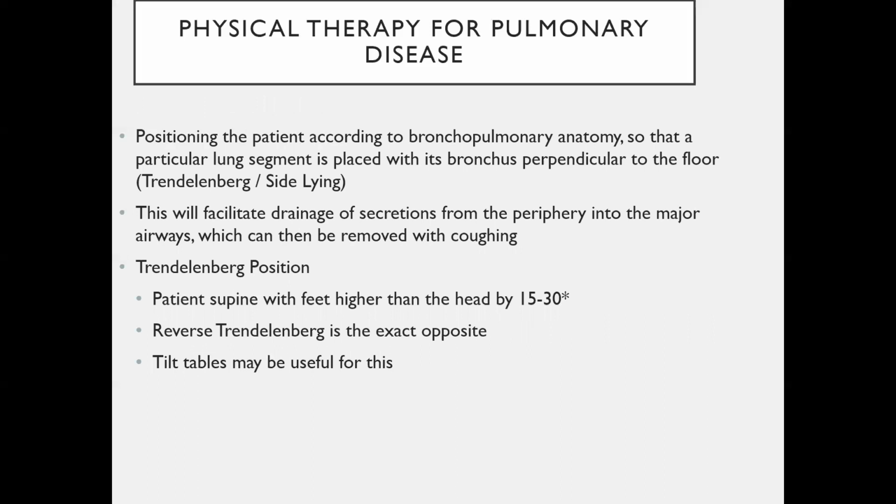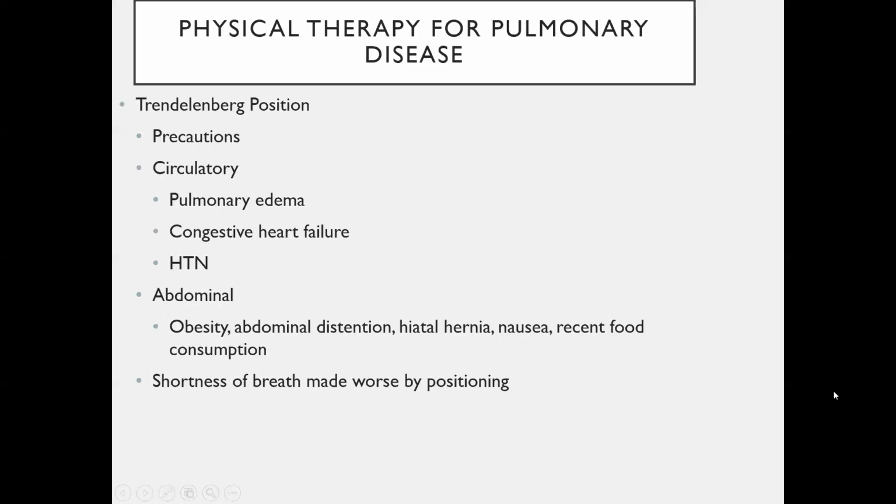Position the patient according to the bronchopulmonary anatomy. So if the particular lung segment is placed with the bronchus perpendicular to the floor, we talked about that when we were talking about percussion therapy, right? Trendelenburg works well. Reverse Trendelenburg is the exact opposite. Doesn't work as well to help clear it, but tilt tables are really useful for helping clear the lungs.